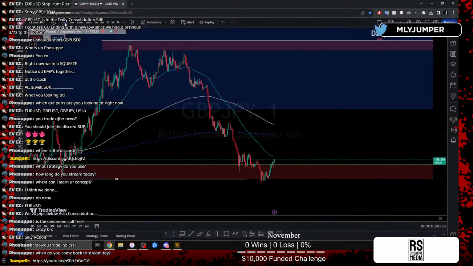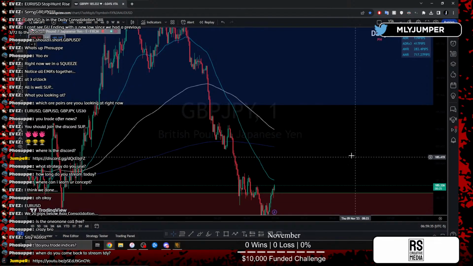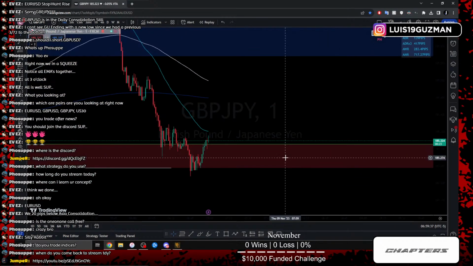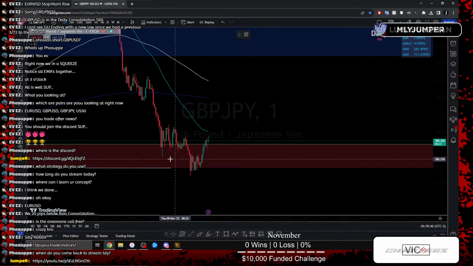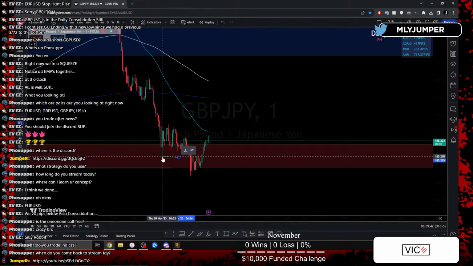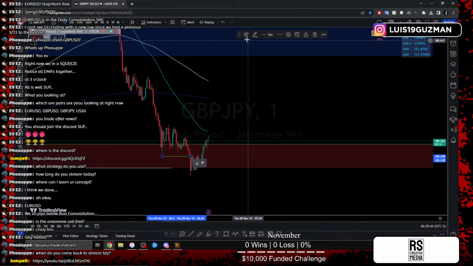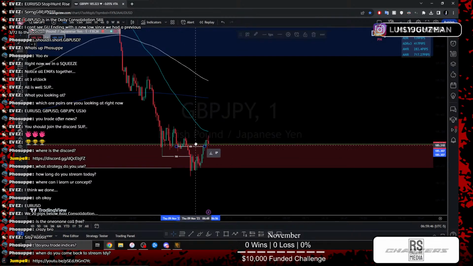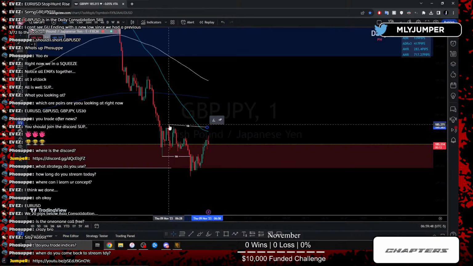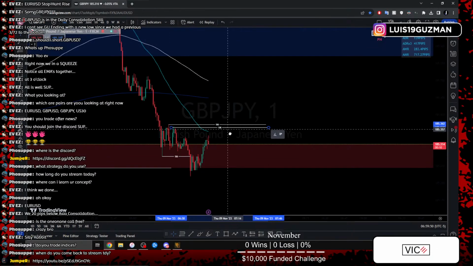So at this point, it's literally just looking for structure. So now we know that we're trading between this low, right? This low broke the 1 minute time frame. Give us this high and this low.